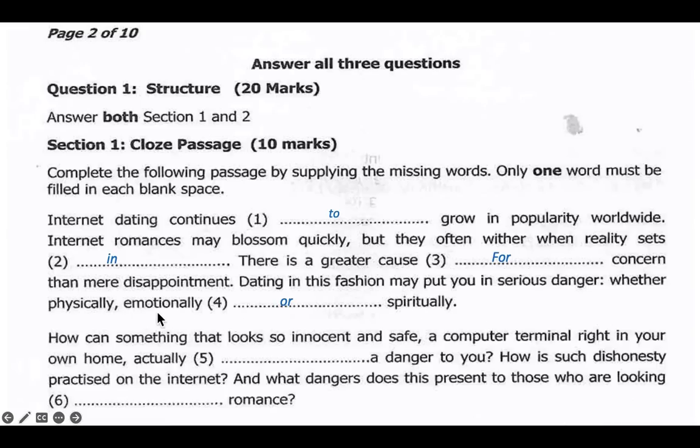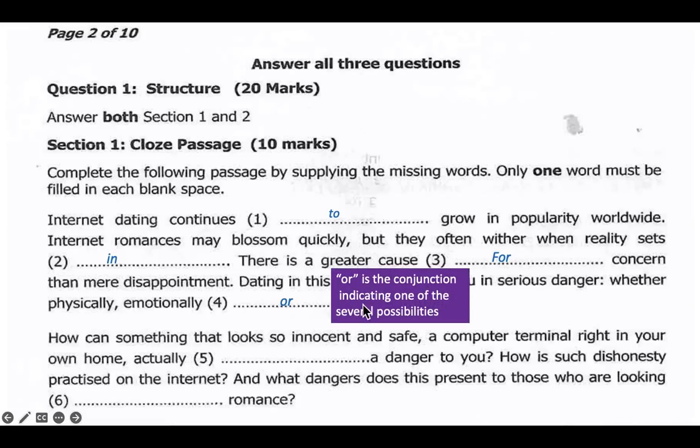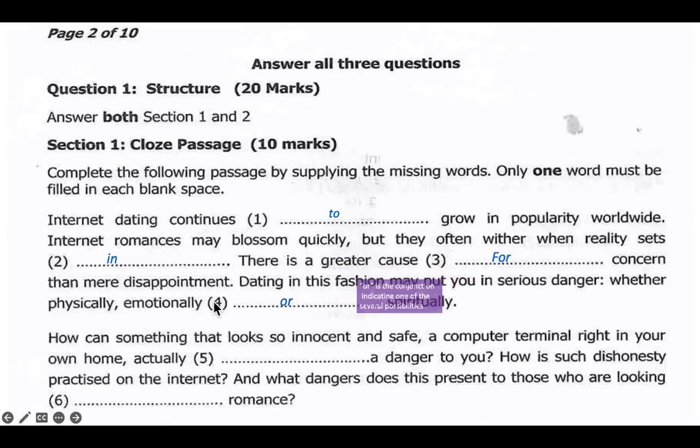in a singular form. Okay, so I'm putting in "or" there. So "or" is a conjunction indicating one of several possibilities. So one of the several possibilities, it can either be physical, emotional, or spiritual. Okay, so that's what we have there. So we move on, dear viewers.